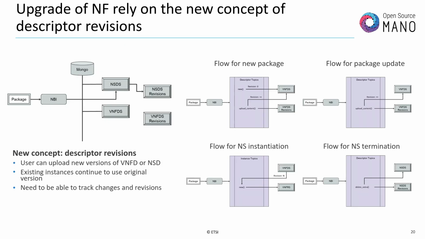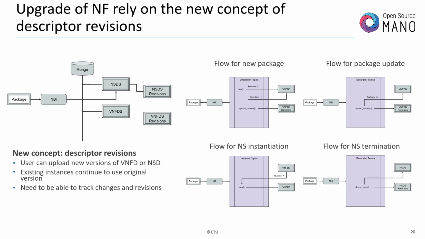The upgrade of network functions introduced in Release 12 relies on a new concept called Descriptor Revisions, or also package revisions, right? A user can upload new versions of VNF packages or network service packages. And these revisions that are added by the end user are managed internally by OSM. So from the point of view of the end user, they will continue seeing a single package, but those revisions are there behind the scenes, right?